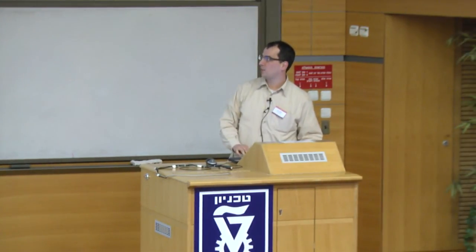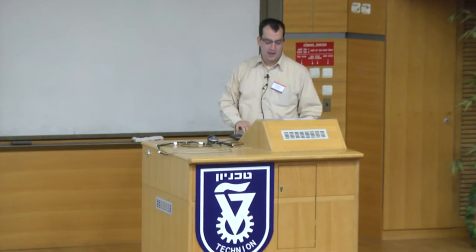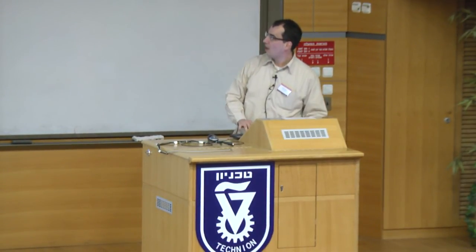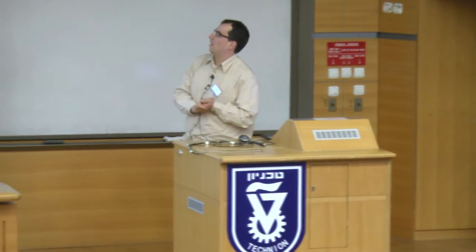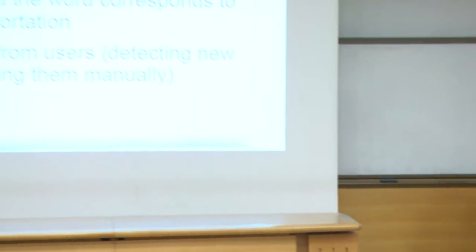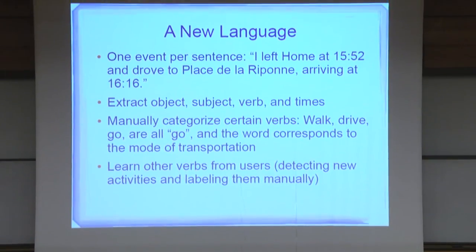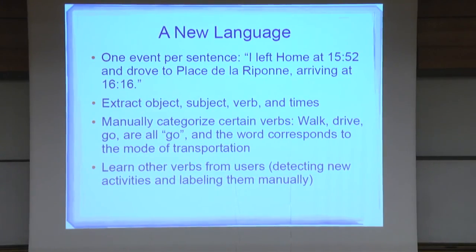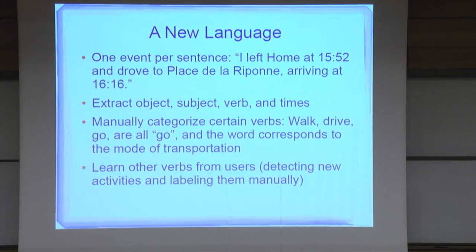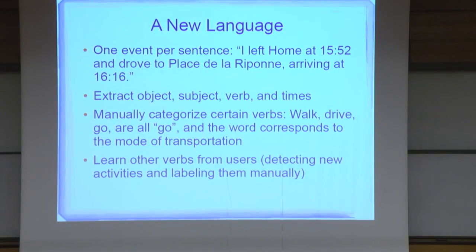So what we have been doing is developing a new machine translation methodology for this particular translation between large sensor sets and English, basically. We created a new language for different types of sensors. One of the sentences presented here is a go sentence. So there's an object, a subject, a verb, and the times. We did the go or the do manually, but then we learned verbs from other users, and we detected new activities such as shopping, cycling, kayaking, and many other activities that we have labeled.